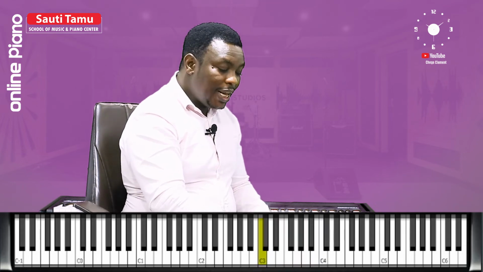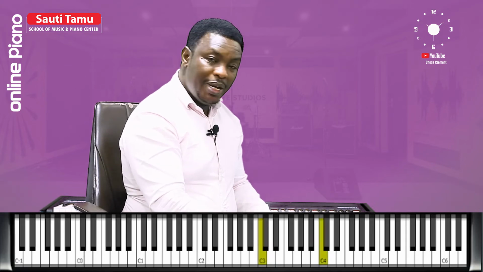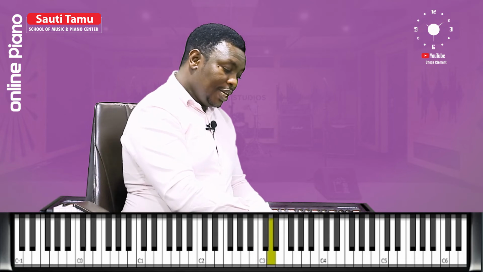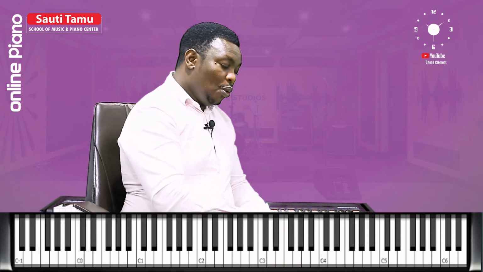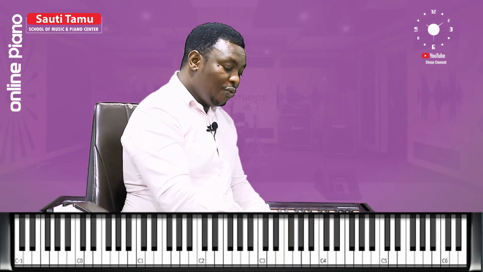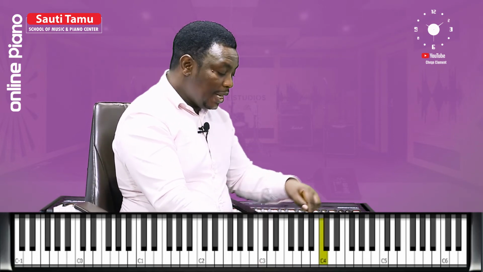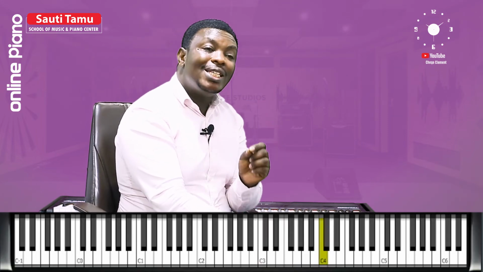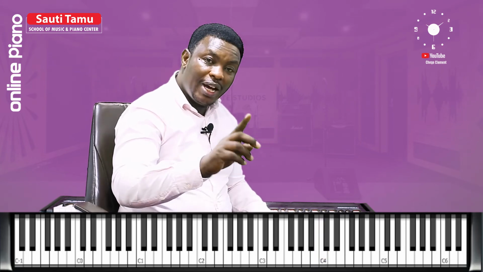Remember, a C scale has 8 notes from C to C, and we can name these notes in different ways. Using alphabets: C, D, E, F, G, A, B, C. Using numbers, we say 1, 2, 3, 4, 5, 6, 7, 8. Then the other way is using the pitch, the sound they are making, the notational sound, which is do, re, mi, fa, sol, la, ti, do.